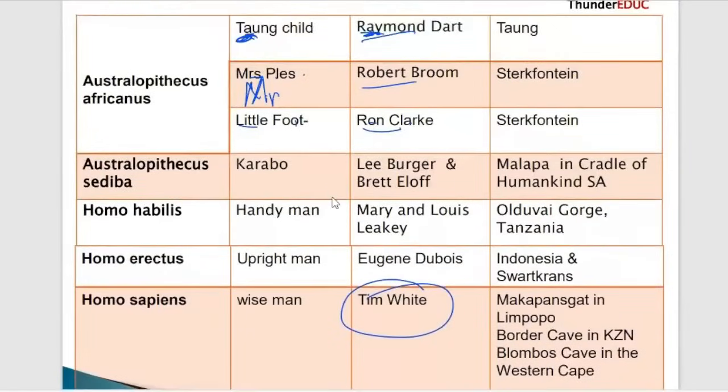Then Australopithecus sediba. Sediba is Karabo. That one is Lady Bagger. Please, you need to know that. Homo habilis, and then Homo erectus. Please watch that small video. We will be able to know.